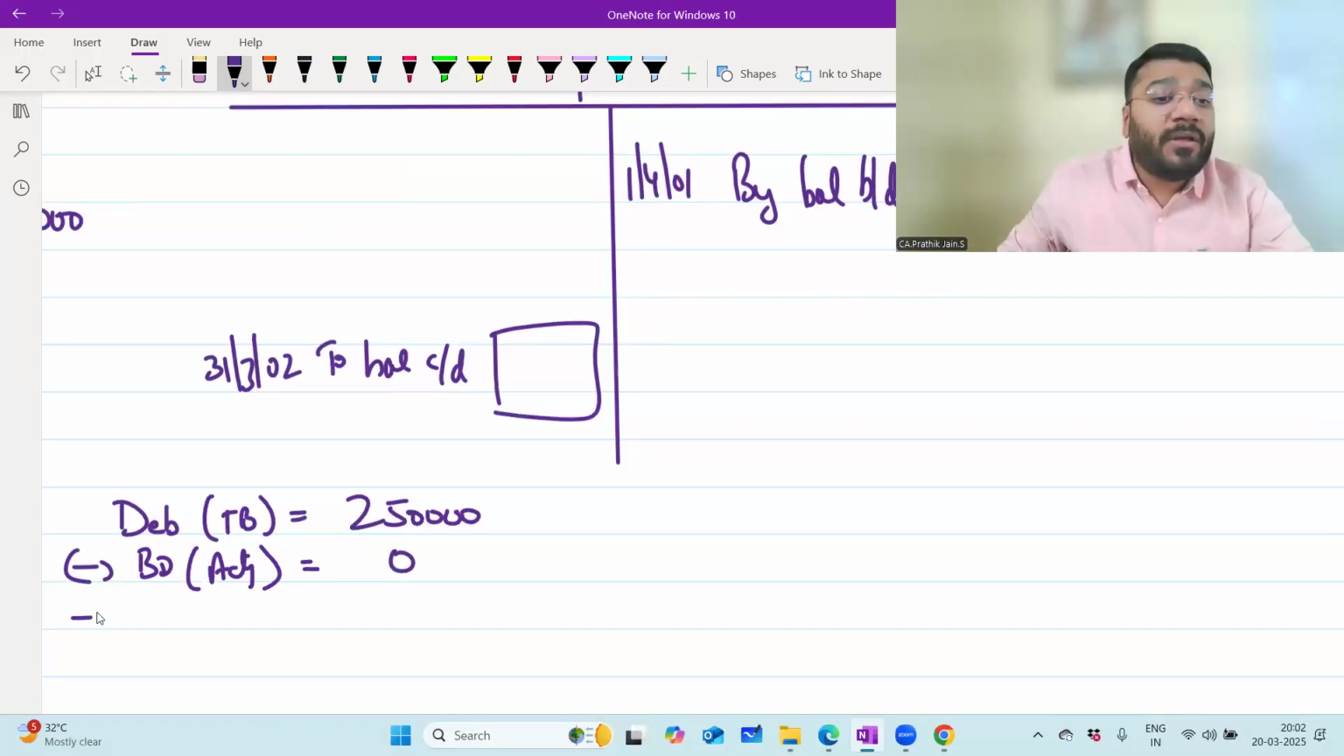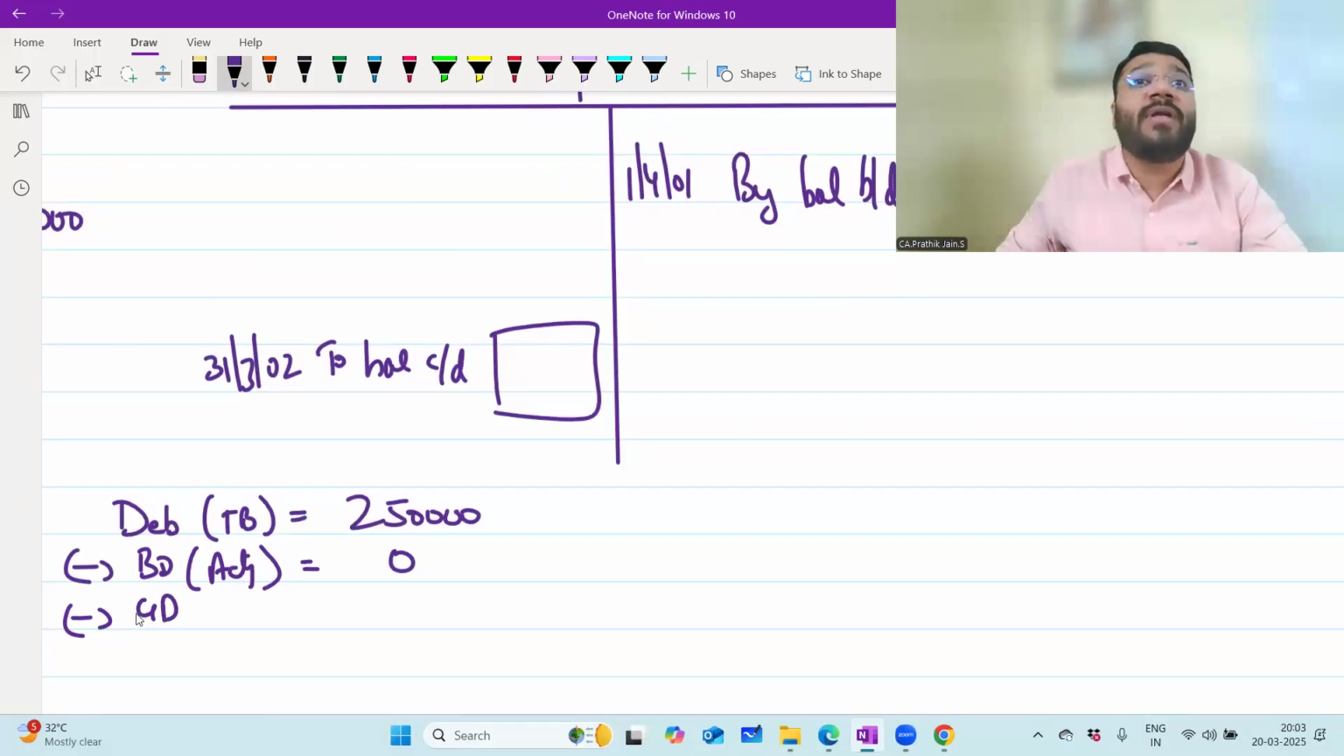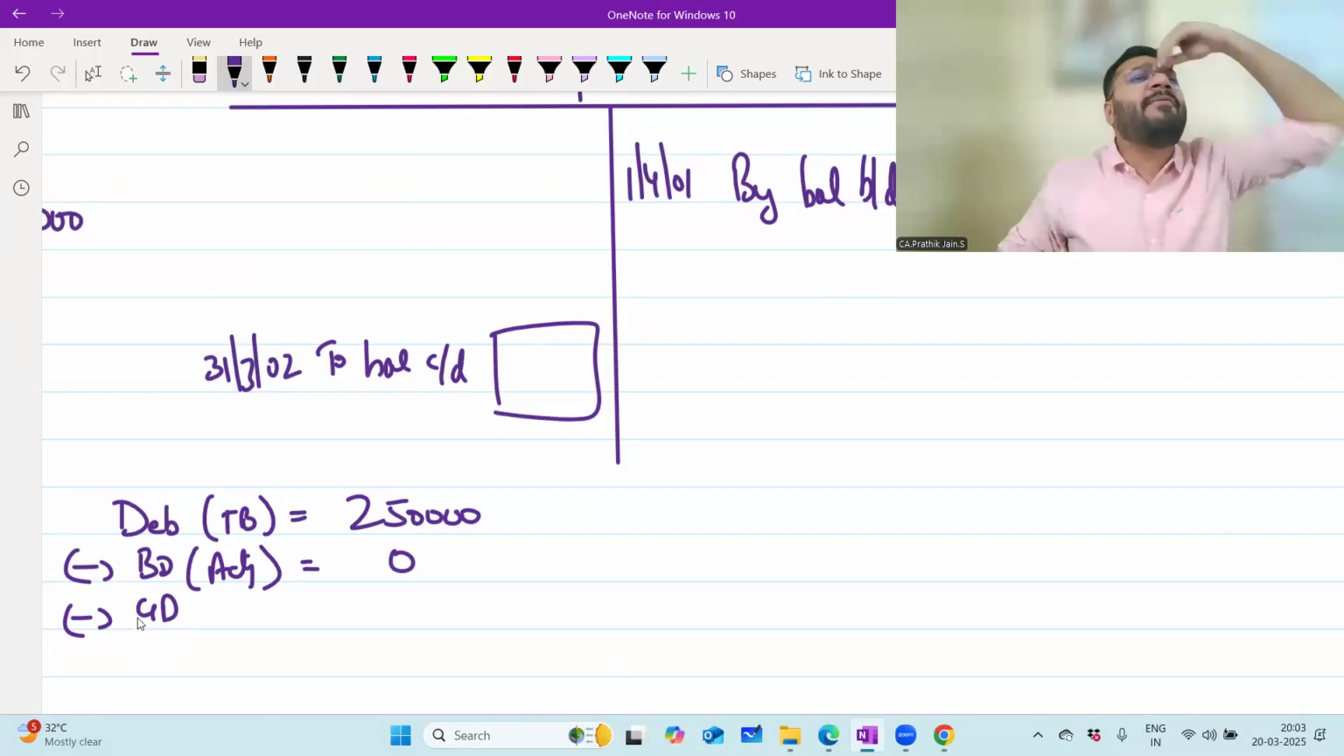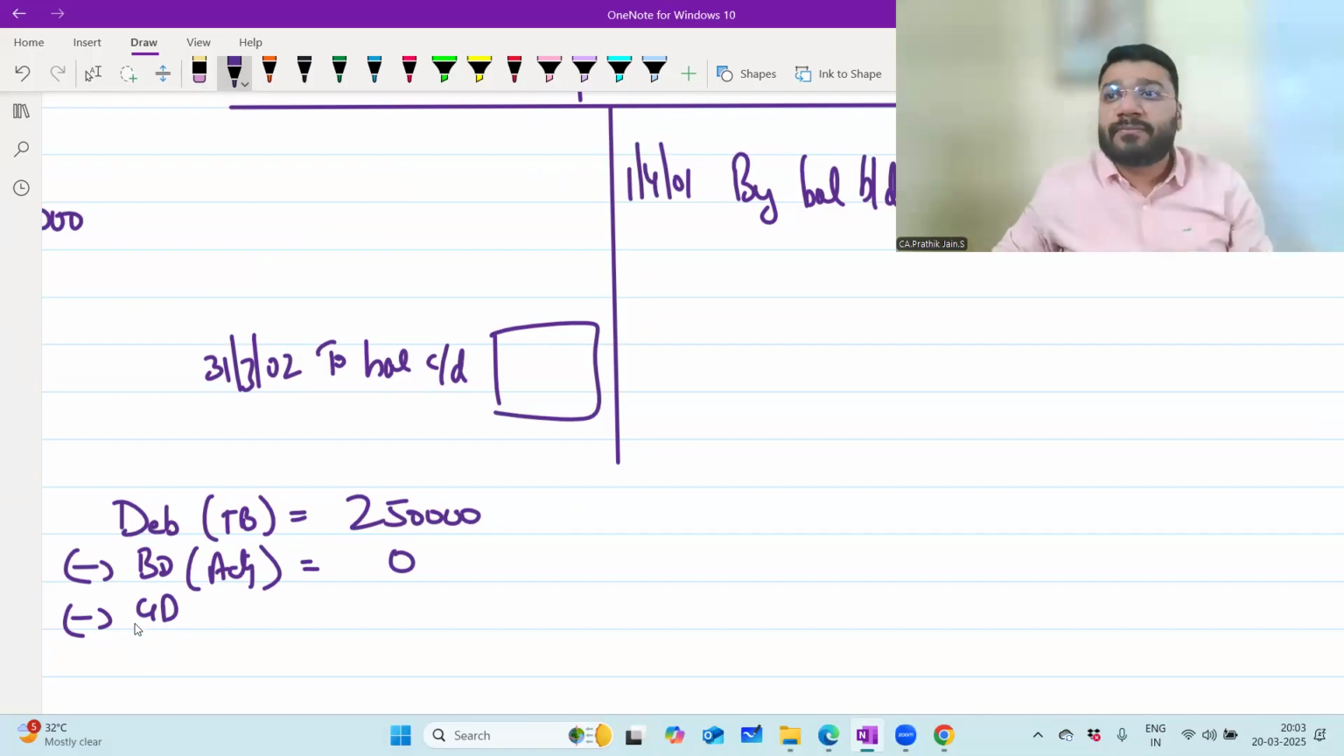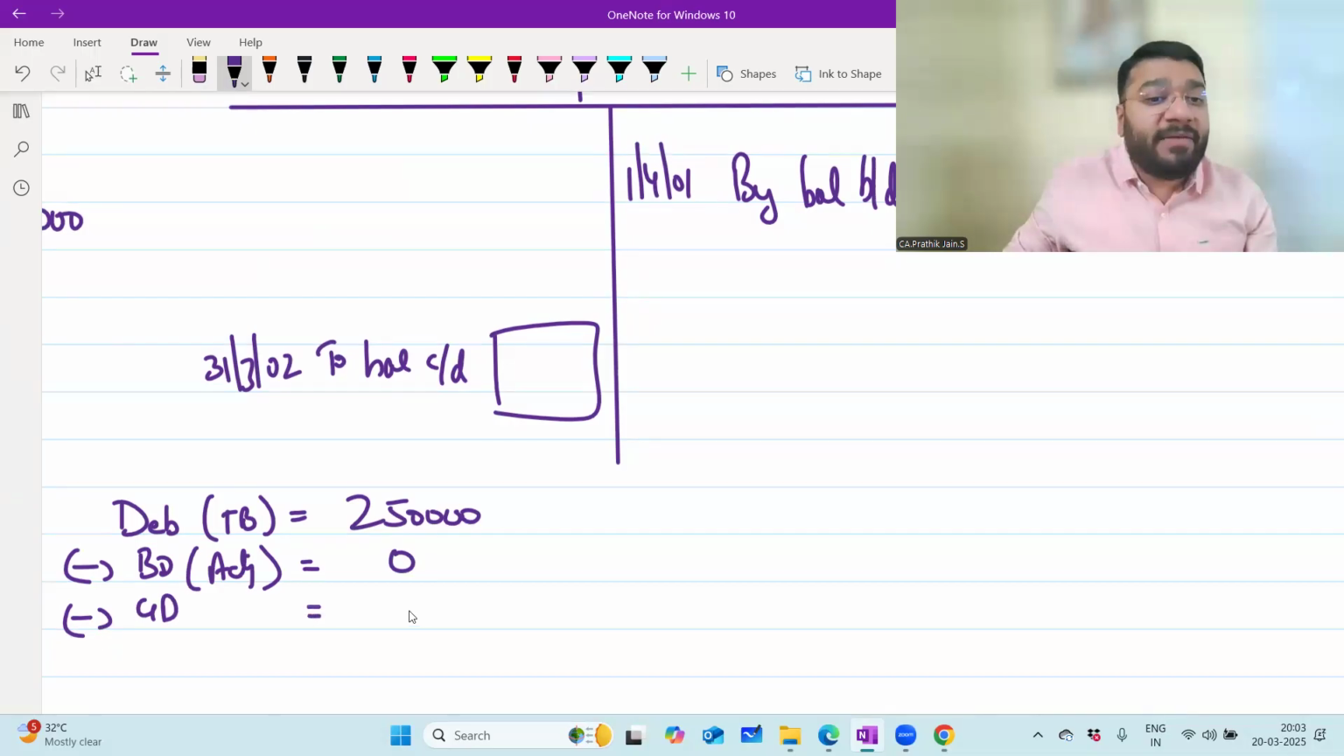No. We have to minus good debts. What is good debt? I have discussed it in the foundation. Good debt is that debt where confirmed money will come. Is anything like that mentioned? No. Because on the money which is confirmed to come, you will never create any provision. So good debt, if any, we have to minus that also. In this question, that is 0.